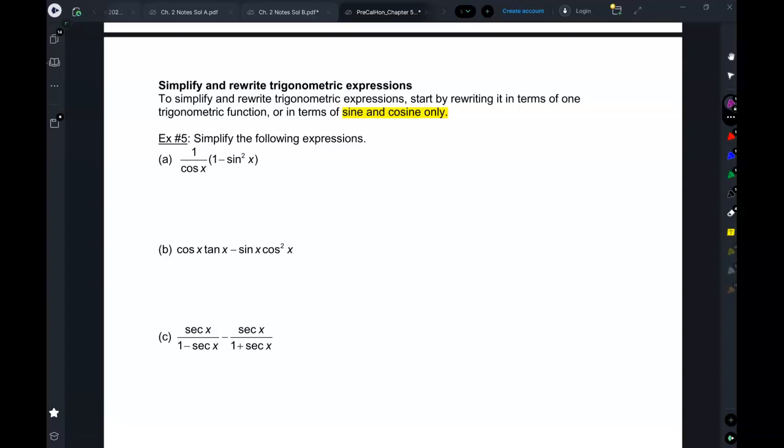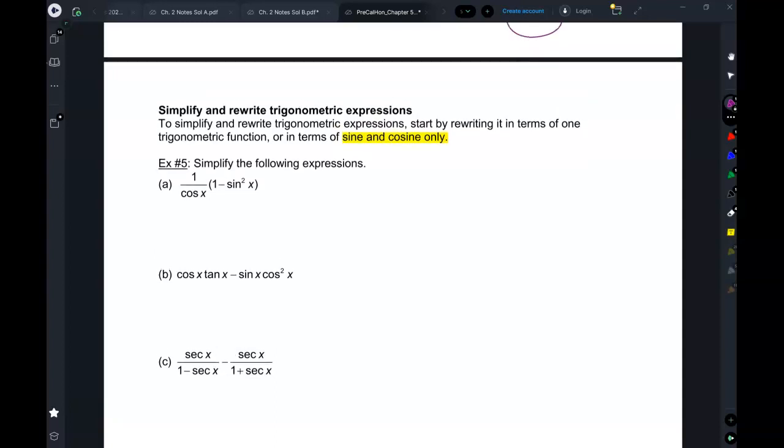I have 1 over cosine x. I'm going to leave that where it is right now. Then I have a 1 plus or minus with a trig function squared. Whenever you have a 1 added or subtracted to a trig function squared, you should immediately think Pythagorean identity. So which Pythagorean identity has the sine squared on the 1? That's the first one, right? So we're going to start with this one. Sine squared x plus cosine squared x is equal to 1.